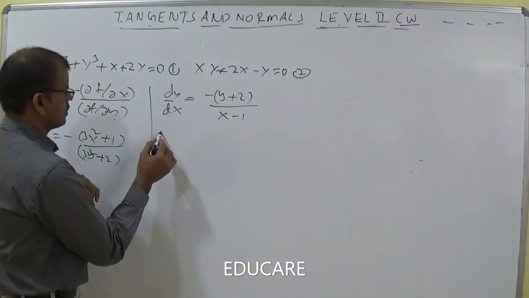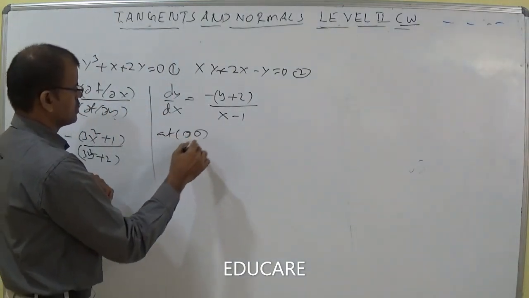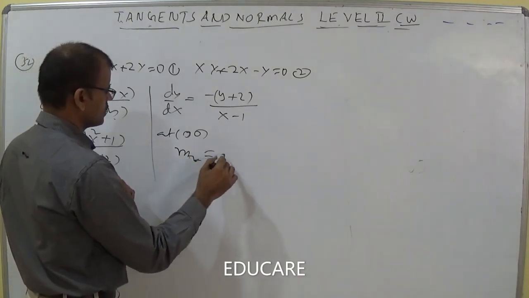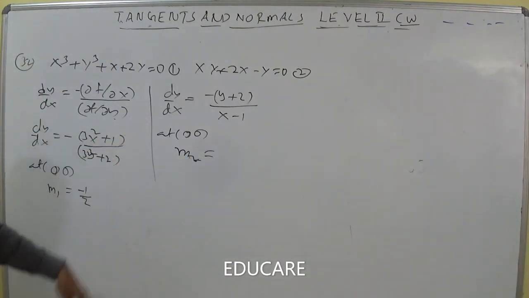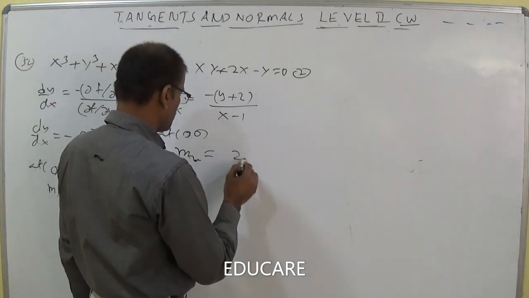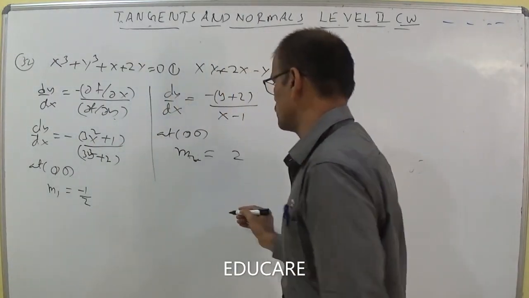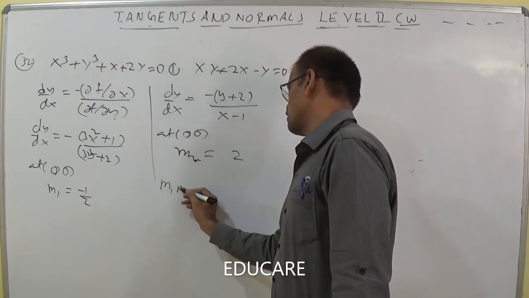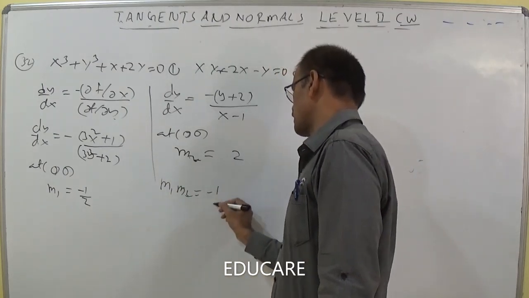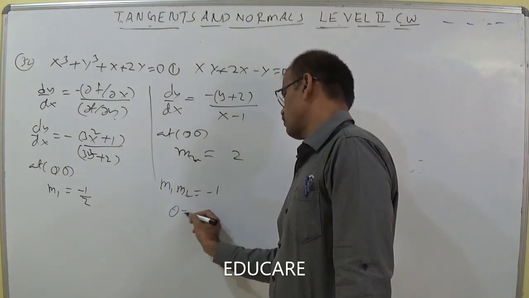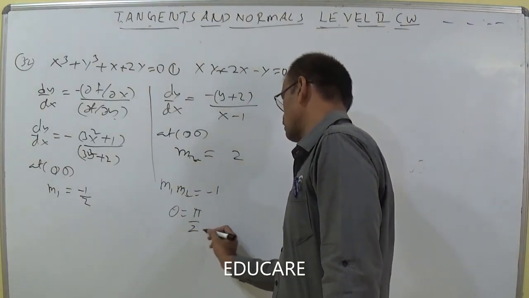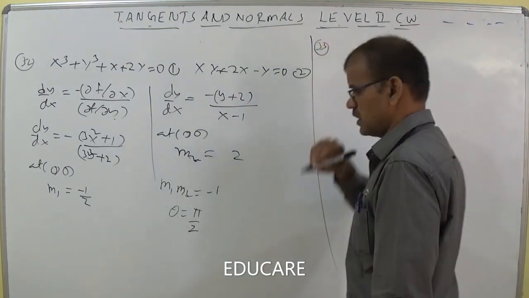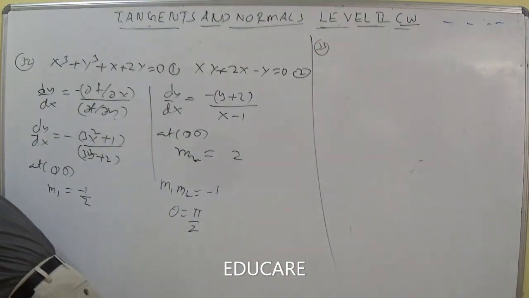Here also, at (0, 0), slope m2 is equal to, substituting (0, 0), minus 2 by minus 1, that is 2. Now m1 into m2 is equal to minus 1. Whenever m1 into m2 is equal to minus 1, the two curves are said to be orthogonal. The angle is 90 degrees, that is pi by 2.